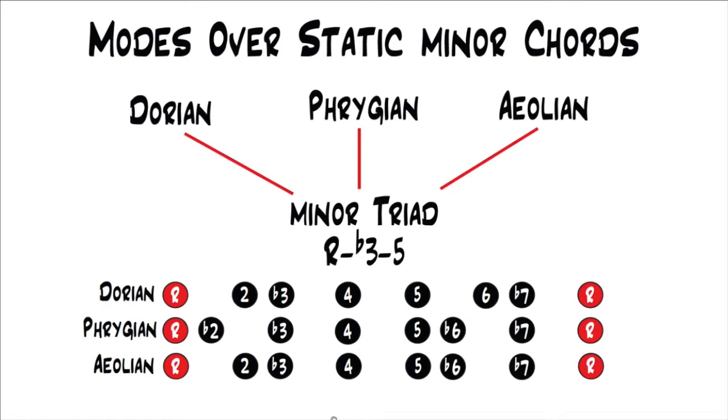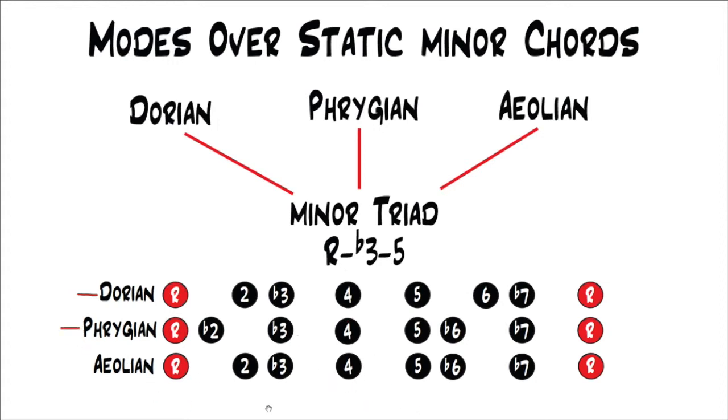And again, we're just talking about soloing over a static minor chord, no other harmony going on, just one chord looping over and over, which is called a one-chord vamp. So if you were to use Dorian over a minor triad, you don't have any avoid notes to worry about because the Dorian doesn't have any avoid notes, so you could land on any tone and not worry about it. Just use your ear and what sounds best to you.